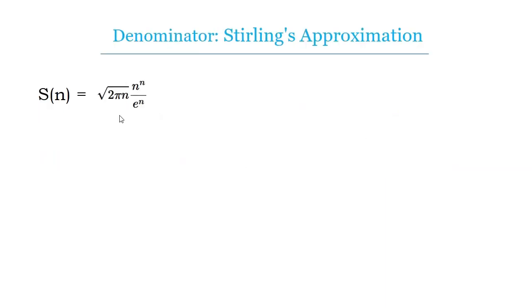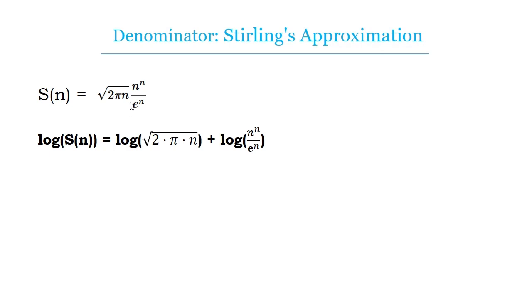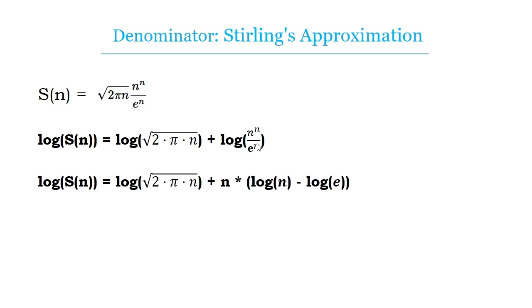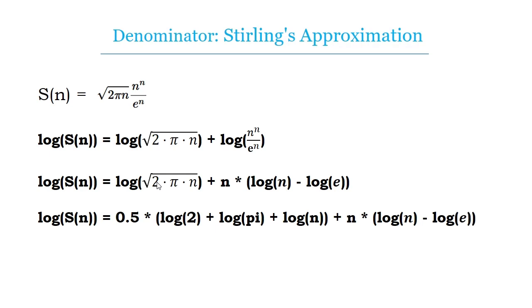This is going to be Stirling's approximation, and as you can see, it's the product of two terms, this square root and the fraction. Now if we take the log of s of n, it basically transforms this multiplication into addition, and because both of the values n and e here have the power of n, we can bring the power in front of the log based on the laws of logarithm. The same thing applies here, because the square root of x is equal to x to the power of half. Therefore we can also bring this power in front of the log, and at the end we would end up with this expression.